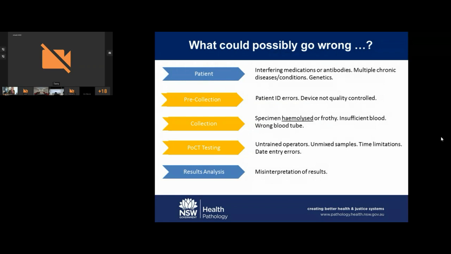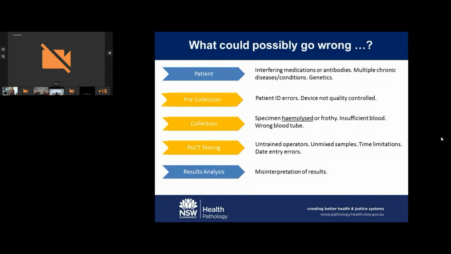When it comes to the point of care testing itself, by far the greatest errors occur because an untrained operator has been allowed to access the device. Also, specimens that are collected, allowed to settle, then not mixed again before testing are also a regular cause of inaccurate results. Awareness of the maximum time limit between collection and testing for certain tests is very important, as is putting your glasses on when entering patient information at the machines. So let's take a closer look at some of these issues.